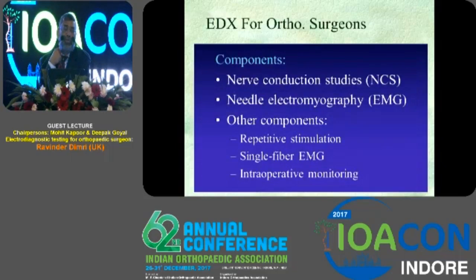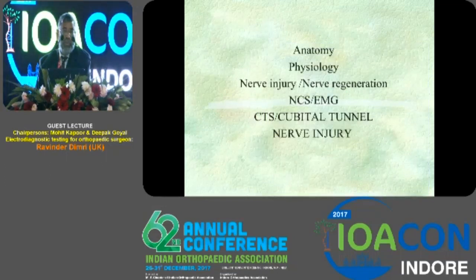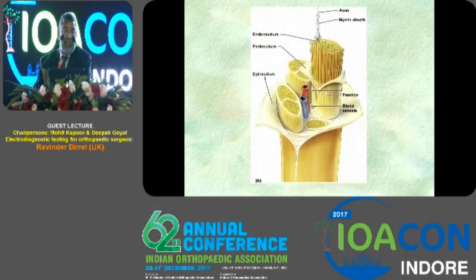So what are the electrodiagnostic studies? I'll keep it simple and not go into very detailed specific tests. I'll just mention nerve conduction study and EMG. Before we do that, I want you to know a little bit about the anatomy, physiology, and ionic exchange of the nerve to understand the electrodiagnostic studies.